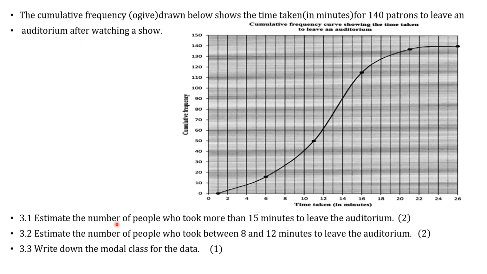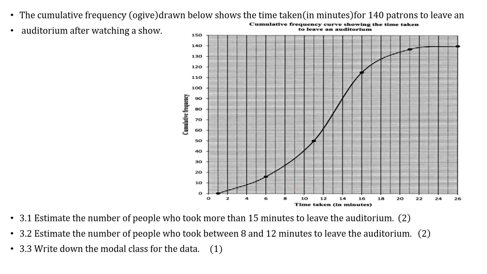3.1, estimate the number of people who took more than 15 minutes to leave the auditorium. So there, for minutes, I'm going to go to 15 and work from there. 3.2, estimate the number of people who took between 8 and 12 minutes to leave the auditorium. So I'm going to find 8 and 12 minutes and see what it gives there. And then 3.3, write down the modal class for the data. So I have to look between these dots, which one has the biggest value when I subtract them, right?